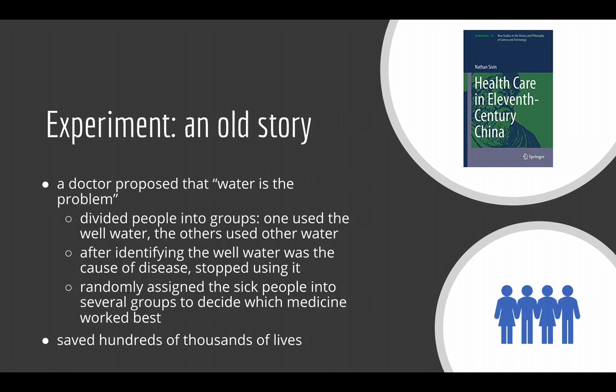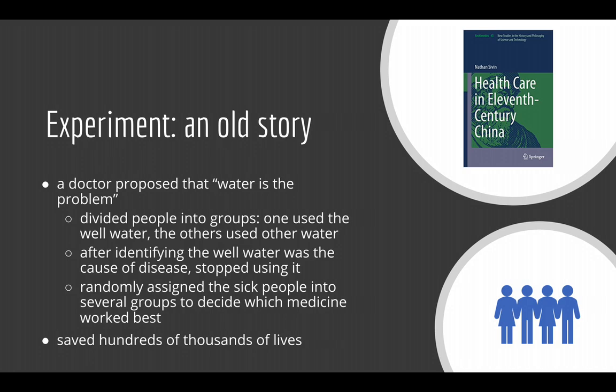So he randomly divided people into groups, because there were two water sources for ordinary use. One was well water, and the other was river water. After a short period of observation, it was discovered that if people continued using the well water, they got the disease, while people who used other water sources didn't get anything. So the well water could be the problem, right?